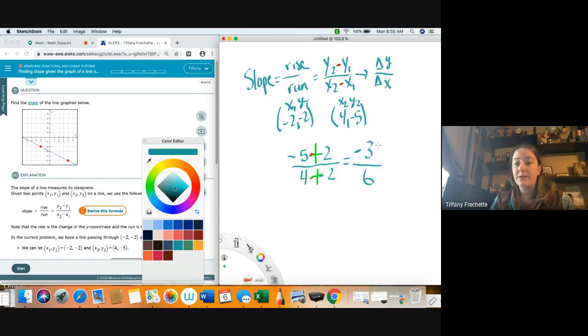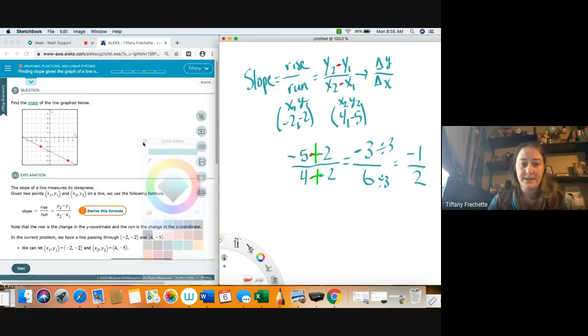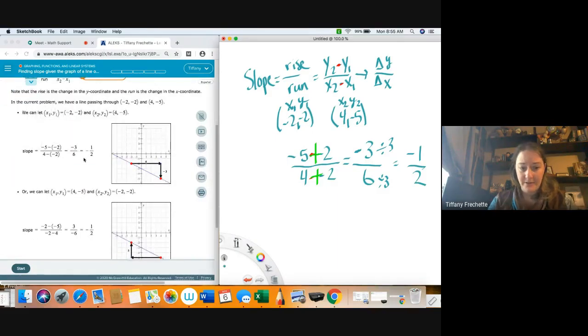All right, now we have to make sure we reduce this. So we go divided by 3, divided by 3, because I know that both of these numbers can divide by 3. So I end up with -1. -3 divided by 3 is -1. 6 divided by 3 is 2. So if I scroll down here, we can see that this is -1/2.